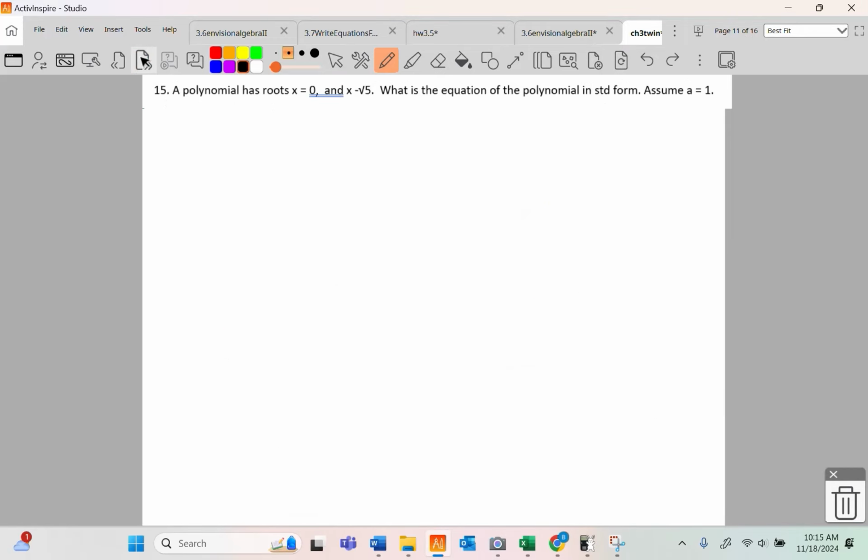Number 15: a polynomial has roots at x equals 0 and x equals 1 minus root 5. What is the equation of the polynomial in standard form? Here's one of these weird ones. That should have an equal sign. Here's the problem, this needs to be fixed: 1 minus root 5, that's what I needed. Anyways, this guy is weird, so it has a conjugate. And the conjugate is 1 plus root 5.